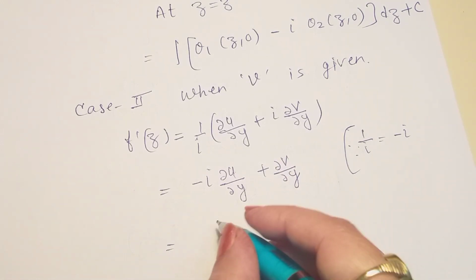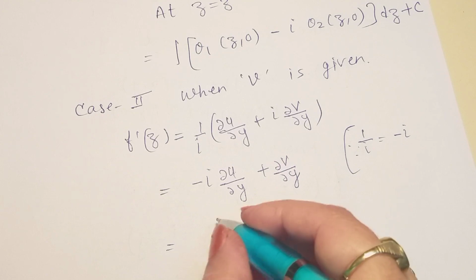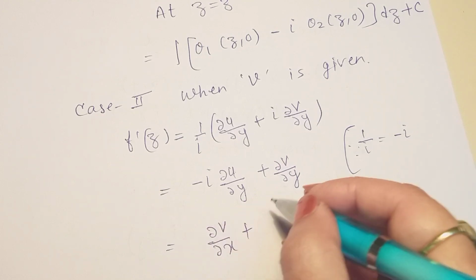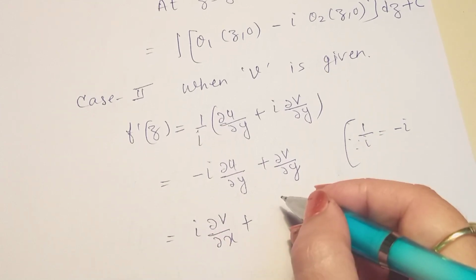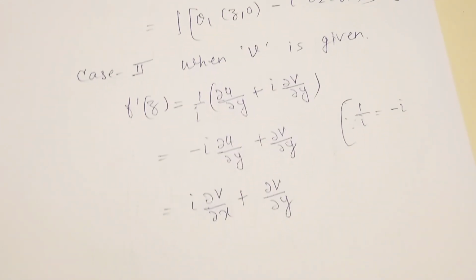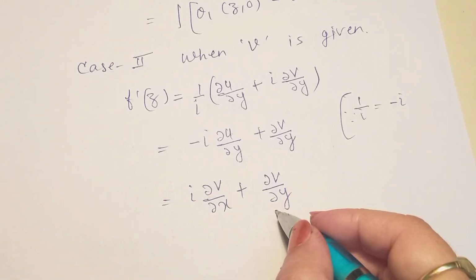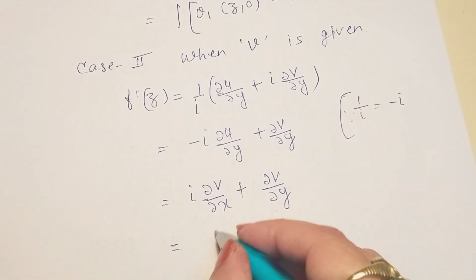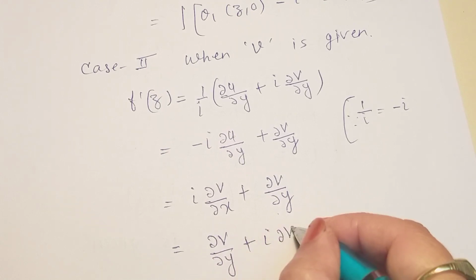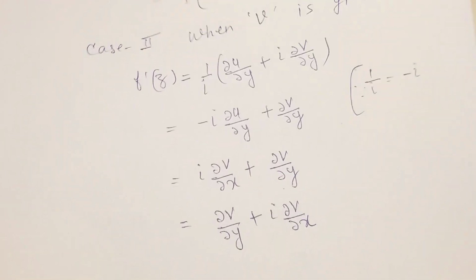So it will become del v by del x plus iota del v by del x plus del v by del y. By convention, we write real part first. So it can be written as del v by del y plus iota del v by del x. Okay.